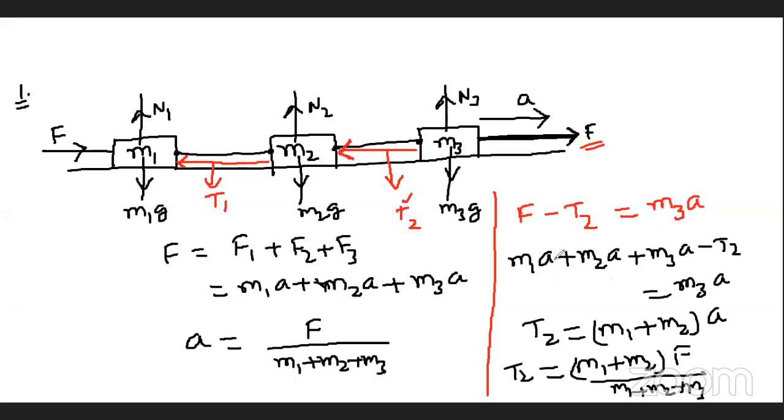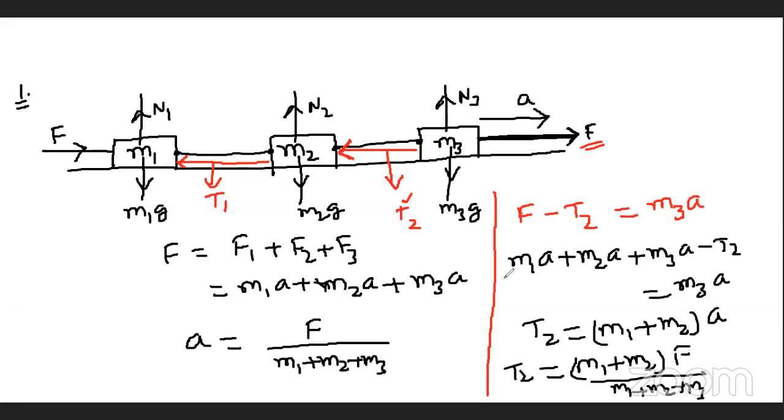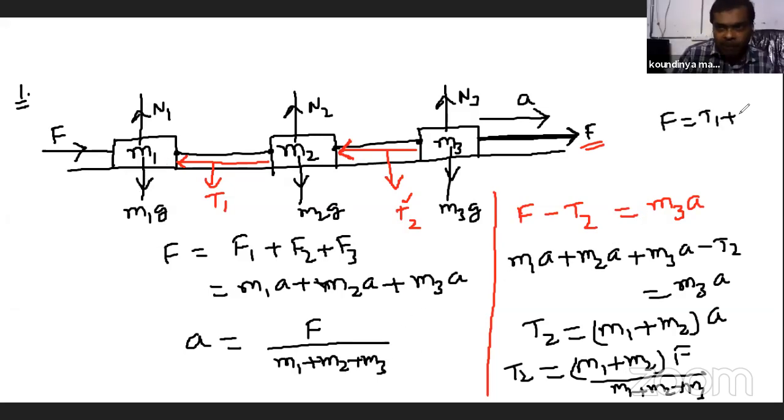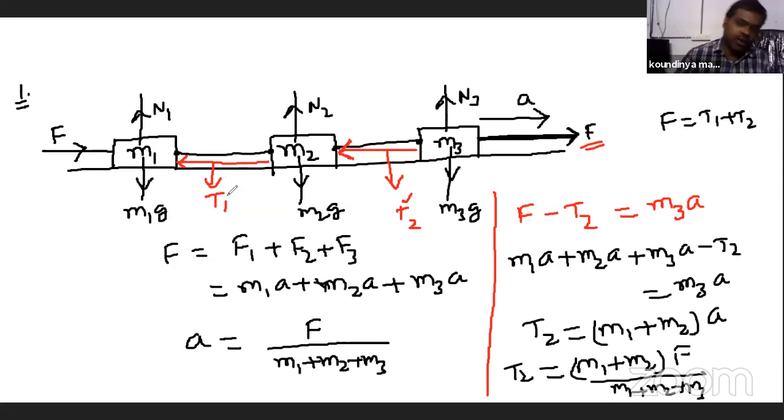I am applying a force F towards the right, and T1 and T2 are acting towards the left. Suppose F is equal to T1 plus T2, then the entire system, that is three bodies and the strings, will be in equilibrium. Okay, fine.